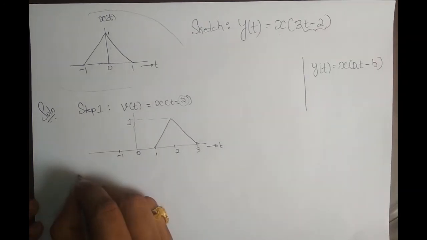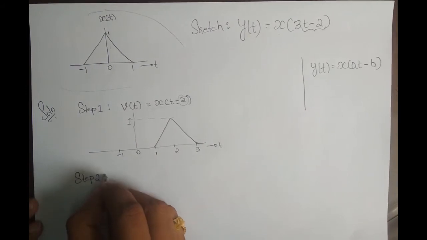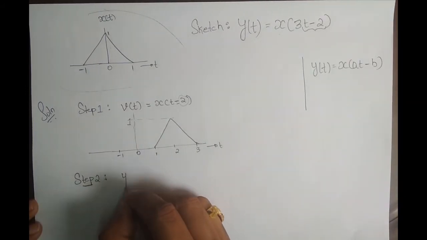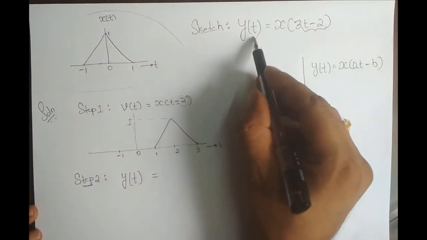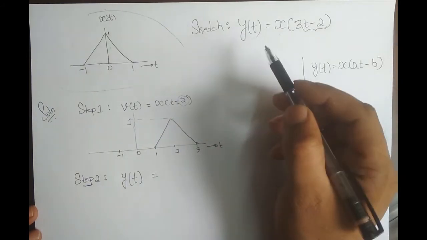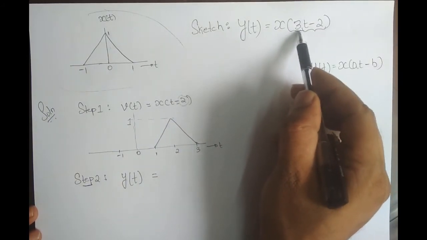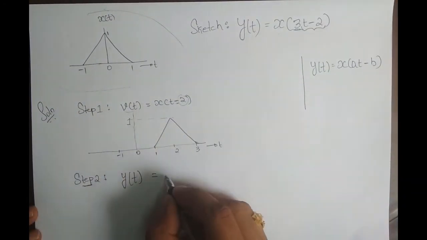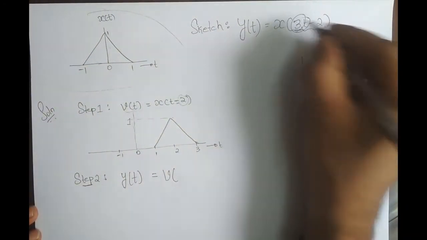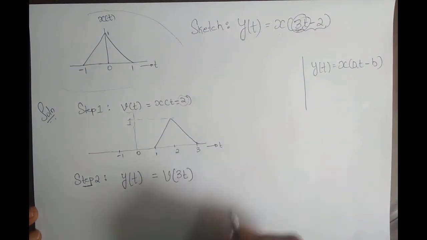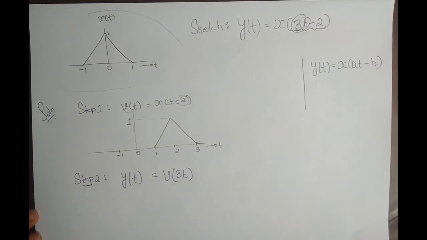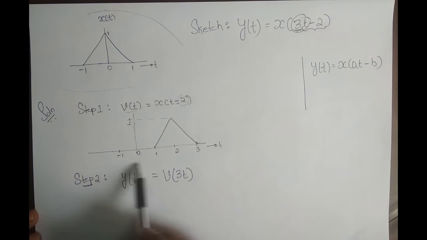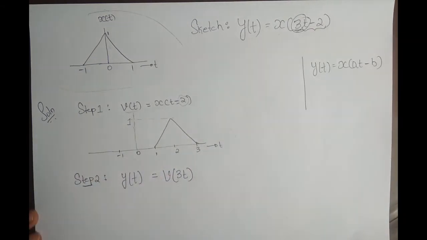Now what is step 2? Step 2 is to sketch my output signal, the resultant signal y of t, and this involves the scaling operation, which has to be done on my intermediate signal. So v of what? v of 3t. Ignore the shifting part now. What I want is v of 3t. If I know v of t, how do I sketch v of 3t?